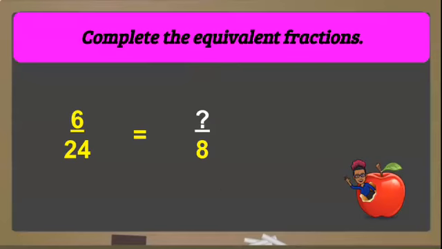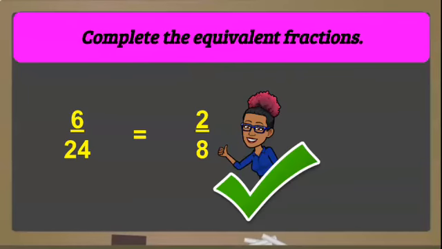Complete the equivalent fraction 6 over 24. If you look at our denominator 8, this means they divided. So we have to divide that numerator 6 by the same number that we divided 24 by to get our denominator 8. So our equivalent fraction 2/8 means that we divided by 3. So 6 divided by 3 we got 2, and 24 divided by 3 we got our equivalent fraction 8.